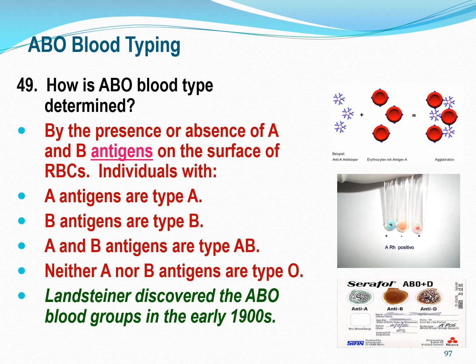How is your ABO blood type determined? By the presence or absence of A and B antigens on the surface of your RBCs. Individuals with A antigens are type A, B antigens are type B, AB antigens are type AB, and if you have neither A nor B, you are type O. Landsteiner discovered the ABO blood groups in the early 1900s.